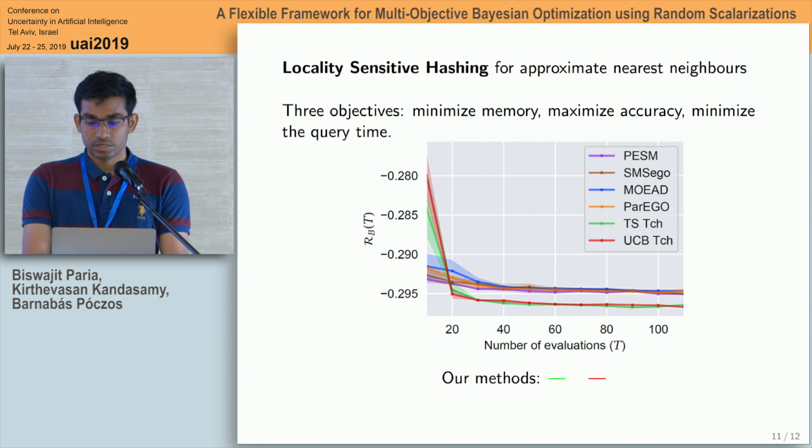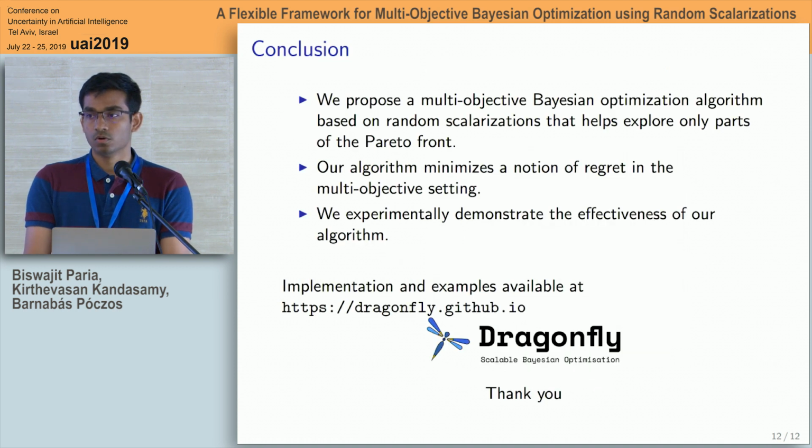Now we test this on a relatively higher dimensional problem. We want to optimize locality sensitive hashing, which is used for approximate nearest neighbors. Our goal is to minimize the memory, maximize the accuracy, and minimize the query time. This plot shows the regret values of our proposed approach and all the other baselines as well. Our methods are shown using the green and red lines, and we see that they achieve a lower regret compared to the other algorithms, which are designed to explore the whole of the Pareto front.